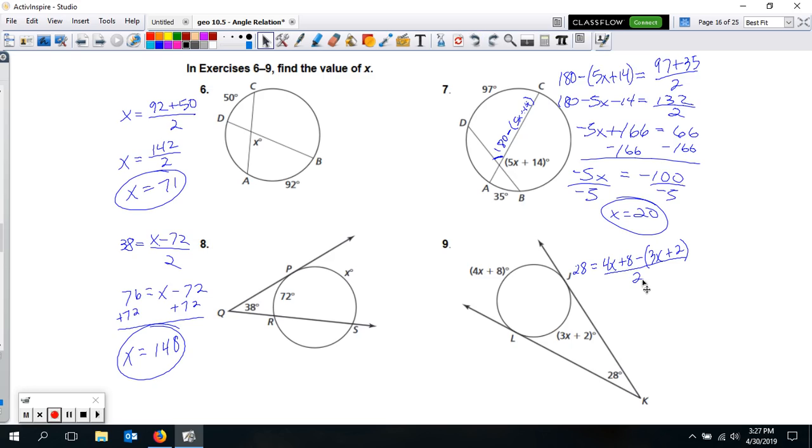And so now at this point, we would want to multiply both sides by 2, just like we did over here. So 28 times 2, that's going to give us 56. And I can also at the same time distribute this negative into here, so it's 4x plus 8 minus 3x minus 2. So now we want to combine like terms. I have a 4x and a negative 3x, it's going to be 1x. 8 minus 2 is 6. So 56 is equal to x plus 6. Then we just subtract 6 from both sides. 56 minus 6 is 50. So our x on this one equals 50. So there's our value.